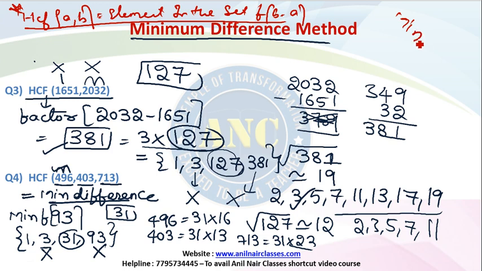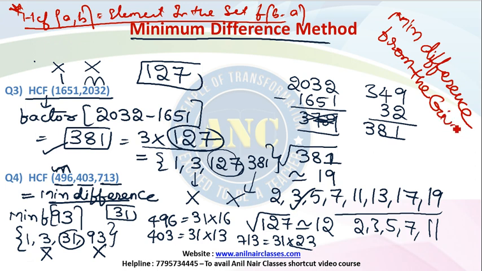Or take the minimum difference from the given numbers. Do factors. HCF of any two numbers: answer is nothing but the element in the set of factor of B minus A, or minimum difference from the given numbers. This question uses this concept and question number 3 uses this concept. I hope the idea is clear.